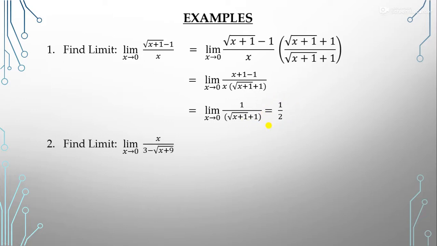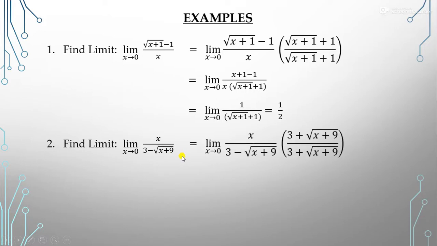Another example: the function is x upon 3 minus square root of x plus 9, and the limit is x tends to 0. Again we have this type of condition. When you directly put 0, the denominator is the square root of 9, which is 3, so 3 minus 3 becomes 0, and the numerator is 0, so it is a 0 by 0 form. Now you can't factorize the numerator or denominator, so you have to rationalize here.